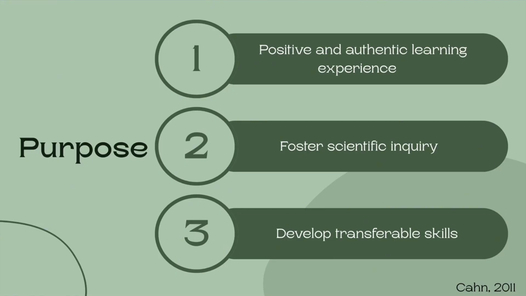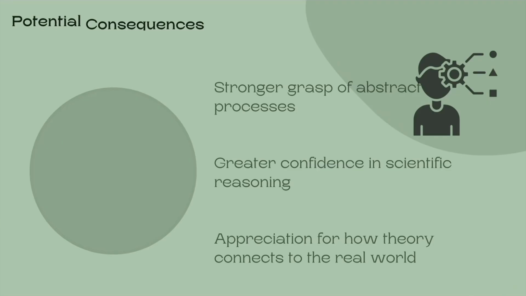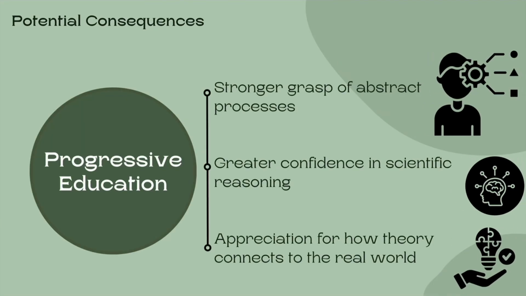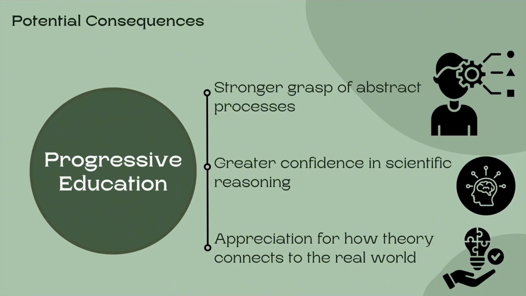According to Dewey's progressive learning approach, learning happens best through doing and reflecting, so students not only remember the concept, but also develop transferable skills for future investigations. The potential consequences for learners include a stronger grasp of abstract processes, greater confidence in scientific reasoning, and an appreciation for how theory connects to the real world, all core goals of progressive education.